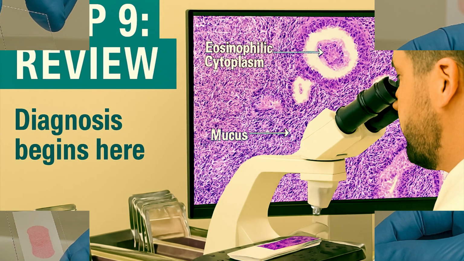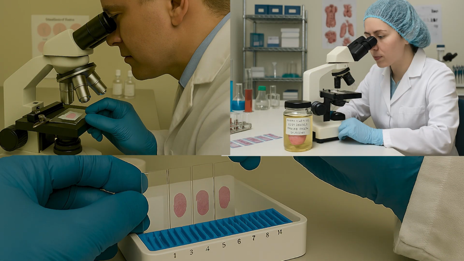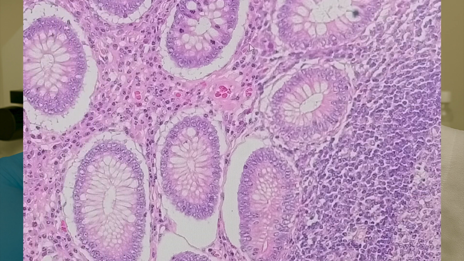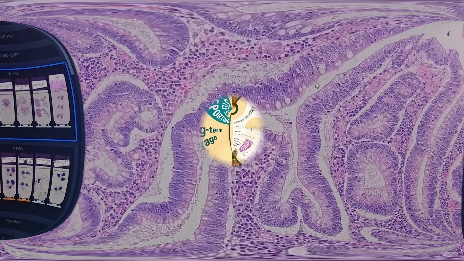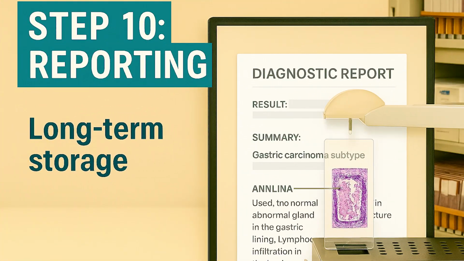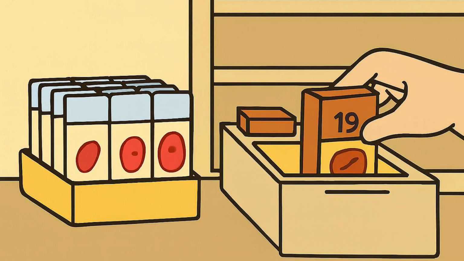Now the pathologist takes over. Using a microscope, they examine the slide for cellular architecture, abnormalities, and disease patterns. They may request deeper sections, special stains, or immunohistochemistry for further clarity. Once the diagnosis is made, the pathologist generates a report, which is often integrated into the hospital electronic medical record. Slides and blocks are then archived for years in case of future review or legal reference.